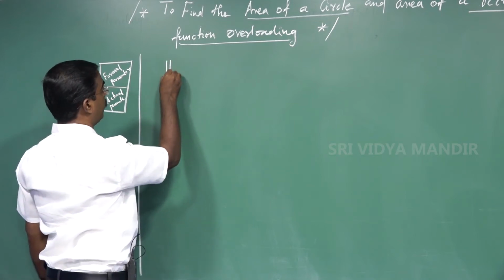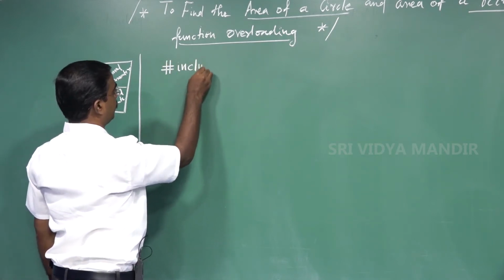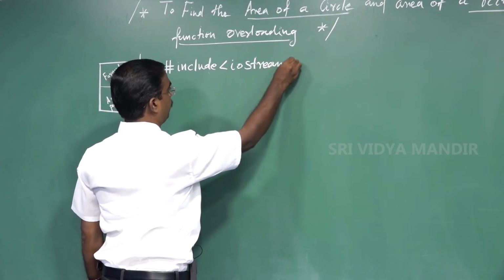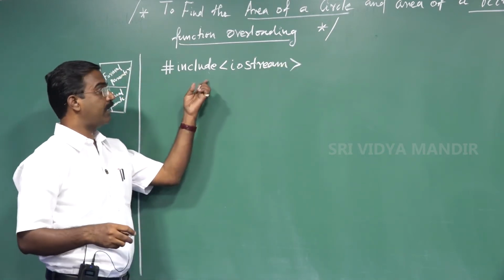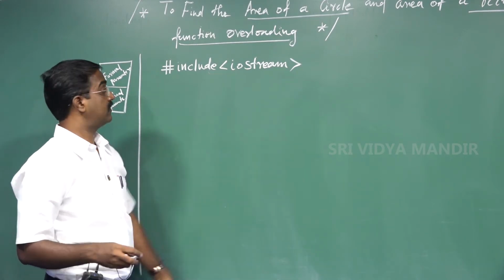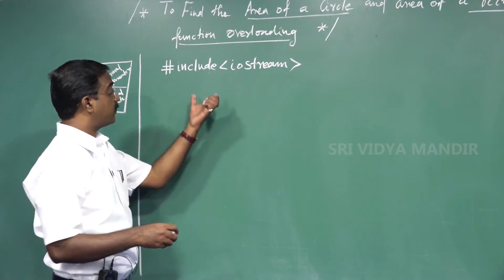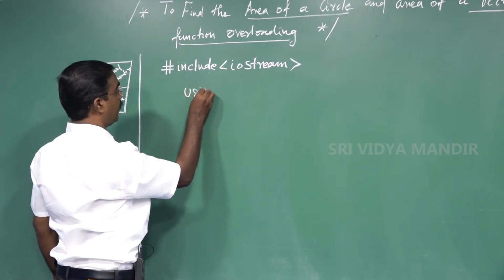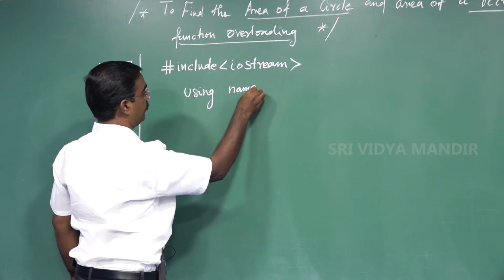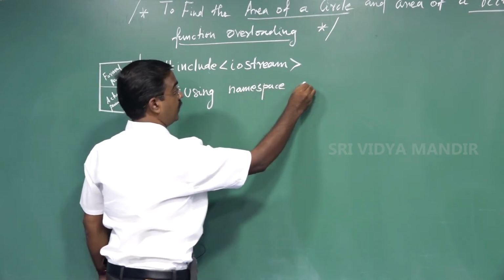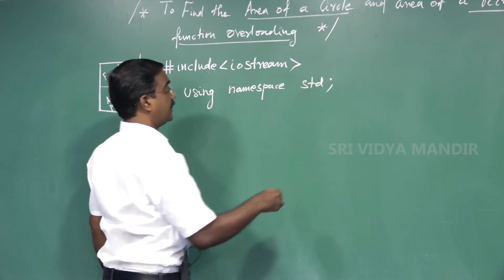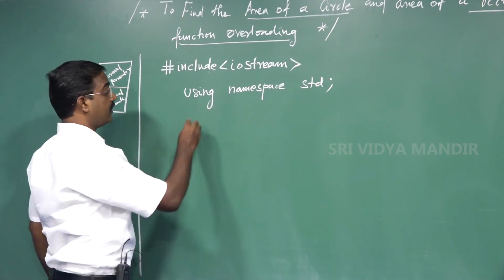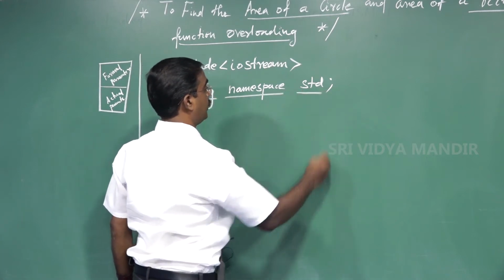Every program we know starts with #include <iostream>. This is a header file, a preprocessor statement, and include files. Now after that, using namespace std; it should be terminated by a semicolon. This is there in C++. That's why we introduce using namespace std.